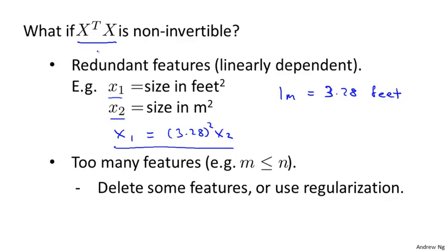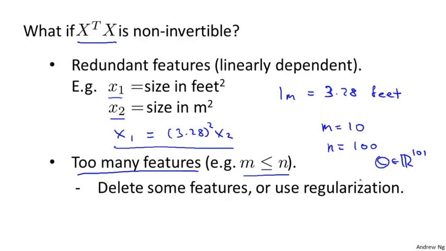The second thing that can cause X transpose X to be non-invertible is if you're trying to run a learning algorithm with a lot of features. Concretely, if m is less than or equal to n. For example, if you have m equals 10 training examples, but you have n equals 100 features, then you're trying to fit a parameter vector theta, which is n plus 1 dimensional, so it's 101 dimensional. You're trying to fit 101 parameters from just 10 training examples.